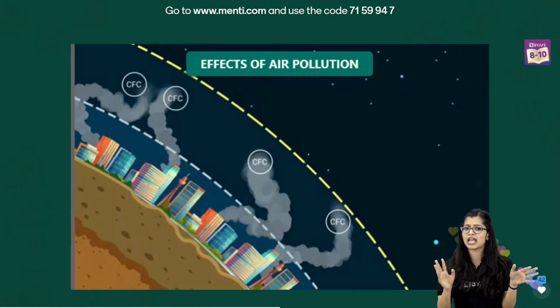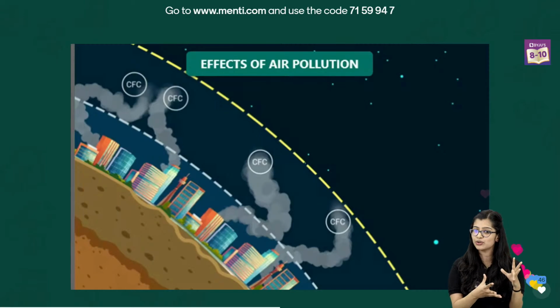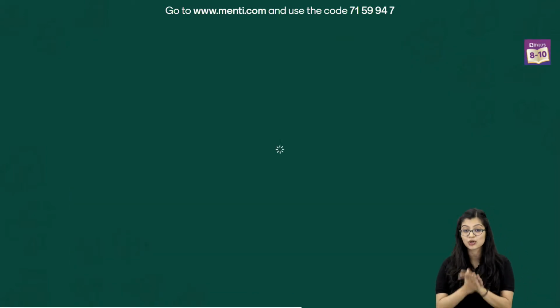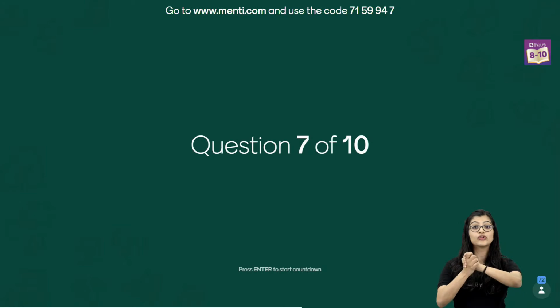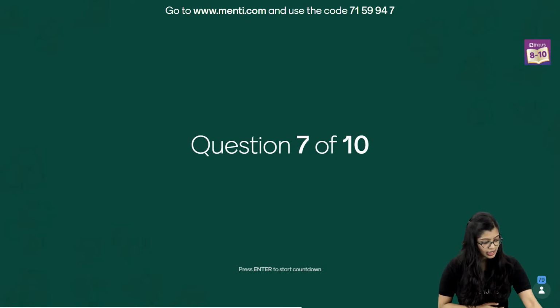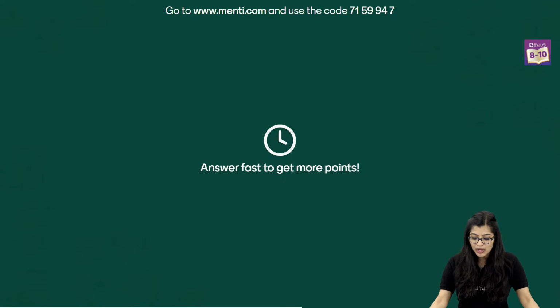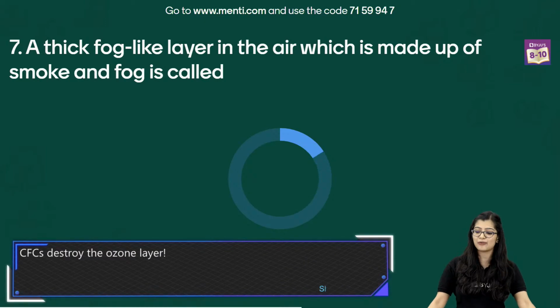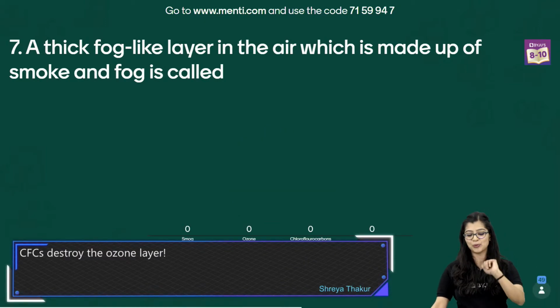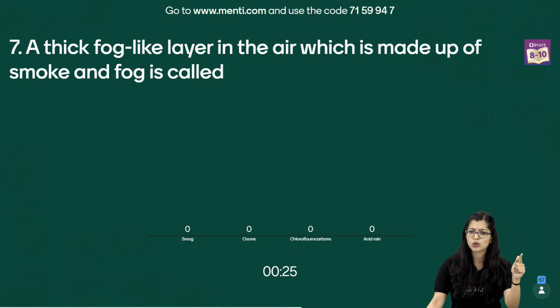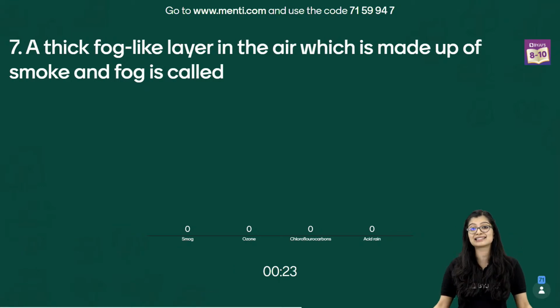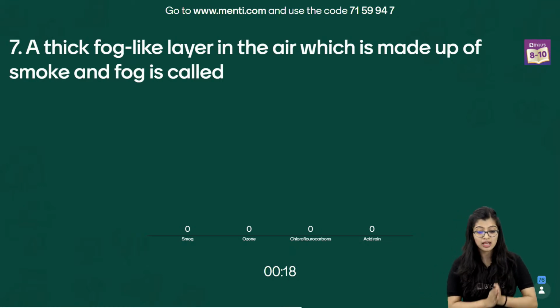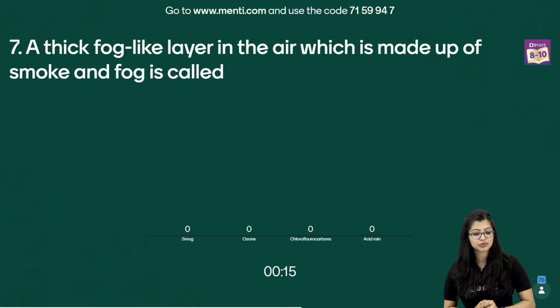So with this, I hope the answer is clear to some of you who have gotten confused, right? Let's go on to the next question that we have on the screen. Let's see what we have. In this next question, a thick fog-like layer in the air which is made up of smoke and fog is called what? Smog, ozone, chlorofluorocarbons, or acid rain? Come on guys, this is a very simple and easy question. Thick fog-like layer in the air which is made up of smoke as well as fog.